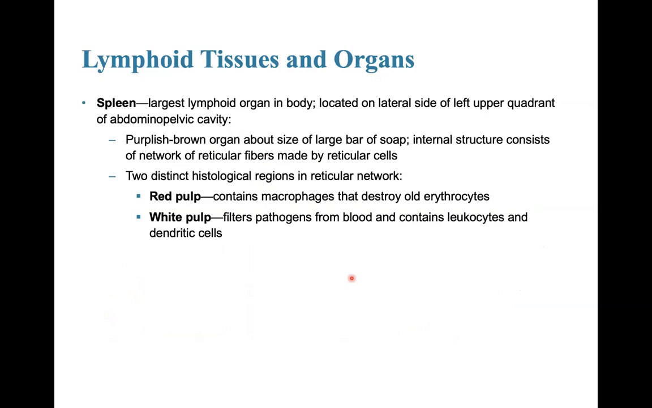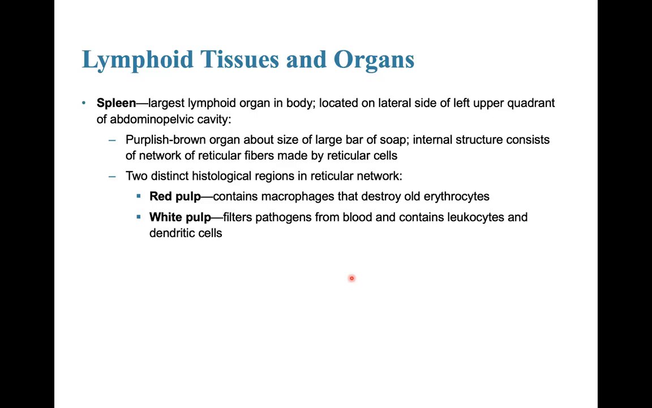Now your spleen, this is the largest lymphoid organ in the body, and it's located on the lateral side of the left upper quadrant of the abdominopelvic cavity. It's a purplish brown organ about the size of a large bar of soap.